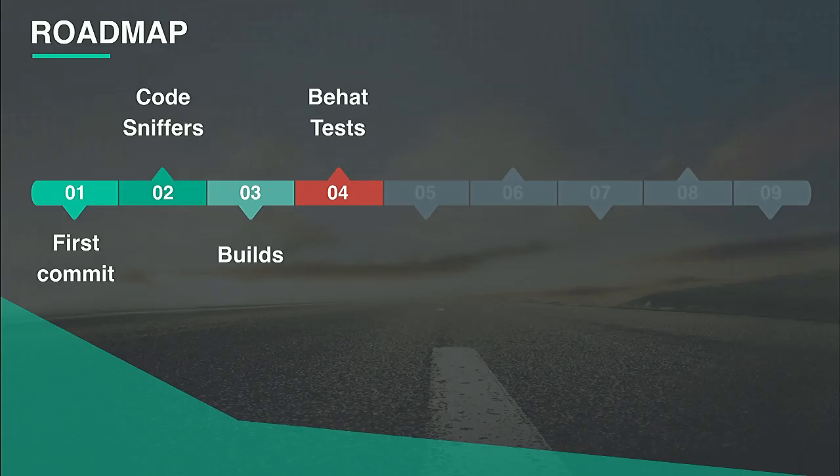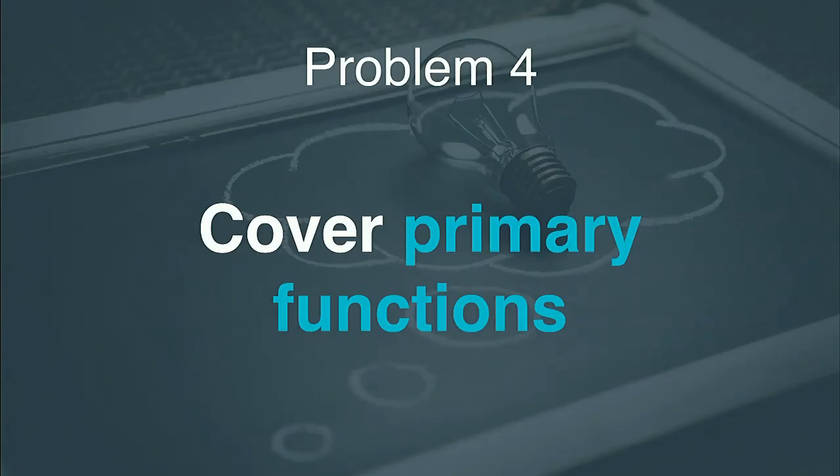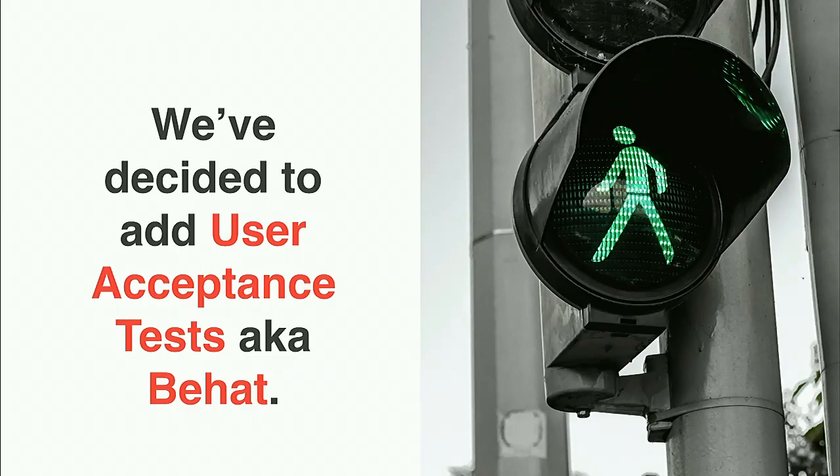But again, that wasn't enough. So at some point, we had new functionality that should be super stable. So we added Behat tests to cover primary functions and primary features that we had in the distro. So we added user acceptance testing, aka Behat. Most of us are familiar with this, and most of us were trying to add Behat tests on real projects. However, only on a distro does it show really good results.